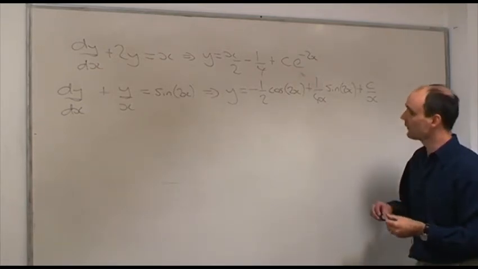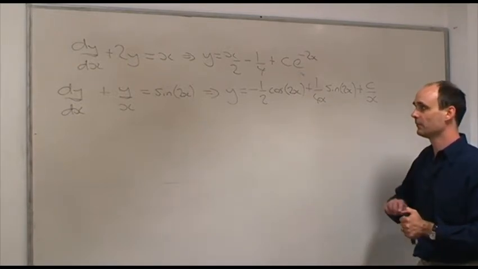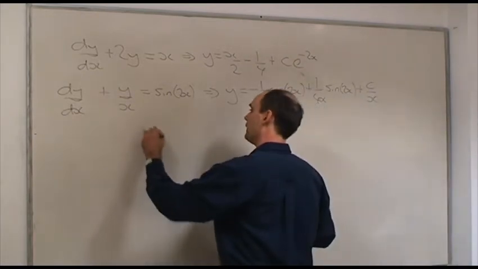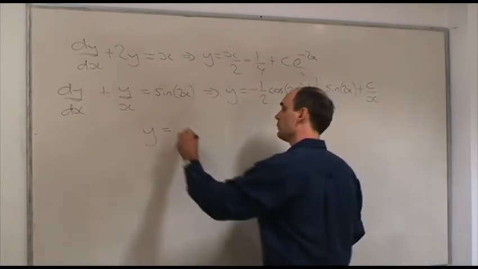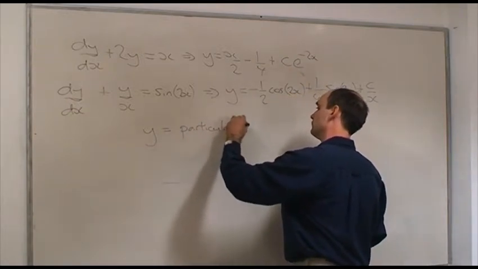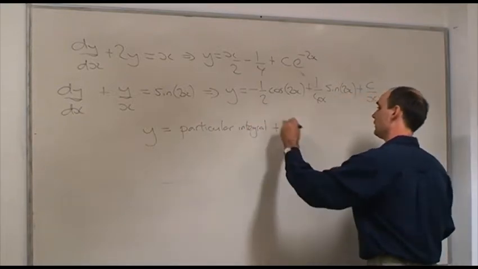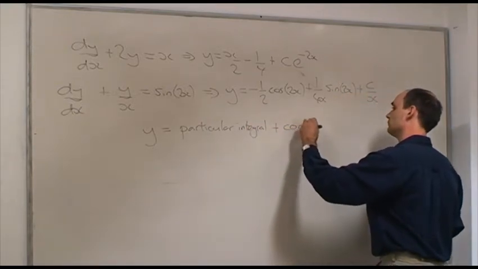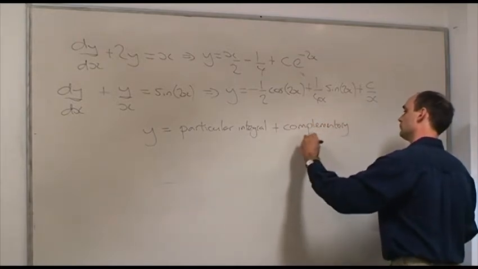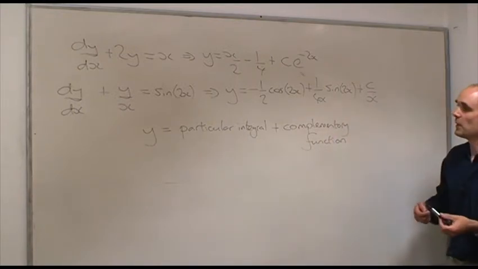Okay, so if we look at both of these, you can see that they're both of quite a similar form. Both of these solutions we can write in the form y is equal to what's called a particular integral plus what we call the complementary function. So what do I mean by those things?